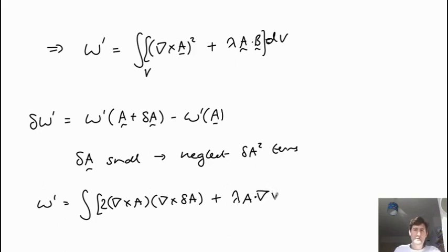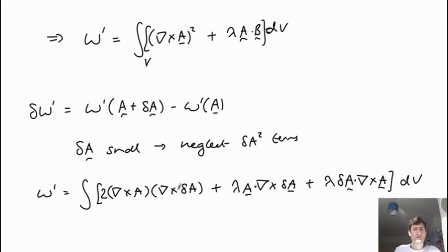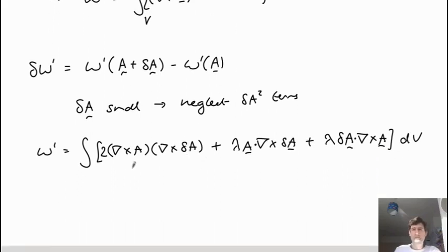So A dot curl of delta A, and we'll have a lambda delta A times a curl of A, dotted with a curl of A. These are all vectors here, curl of A. So any term involving only A will be cancelled when we subtract this term, and any term involving delta A squared we're neglecting because it's a smaller term, which will vanish as delta A goes to 0.